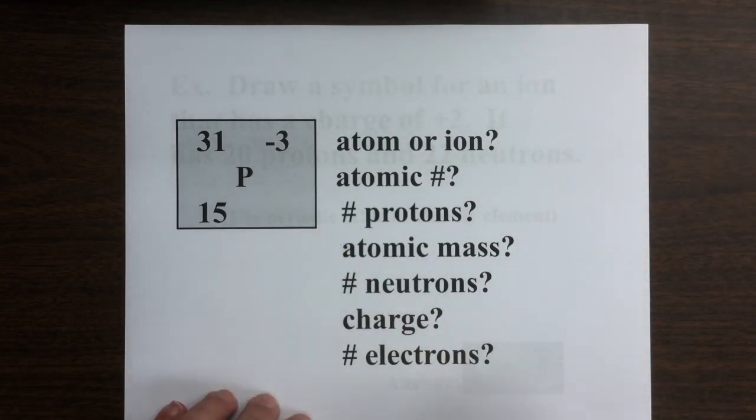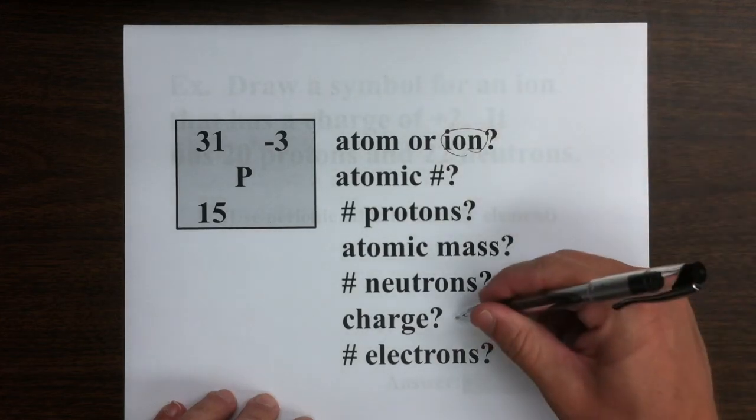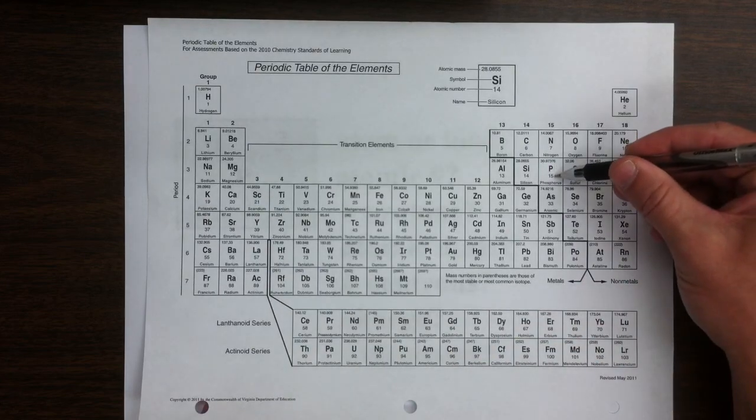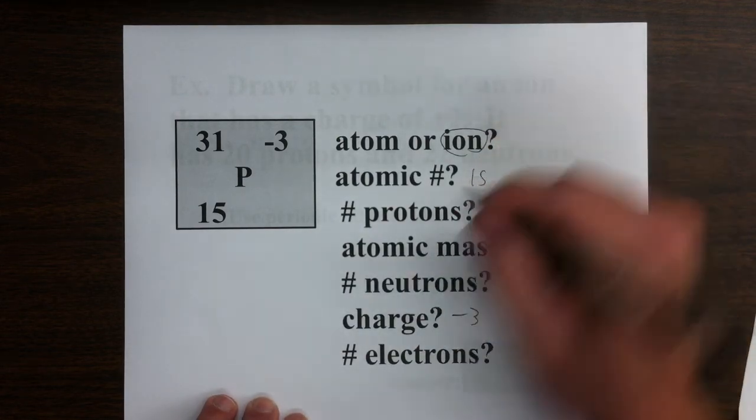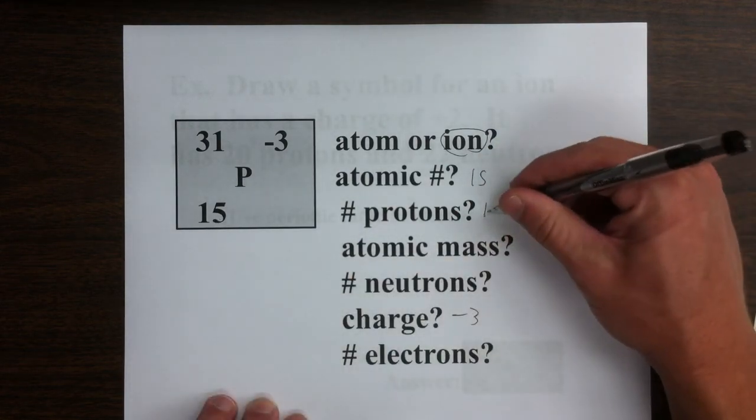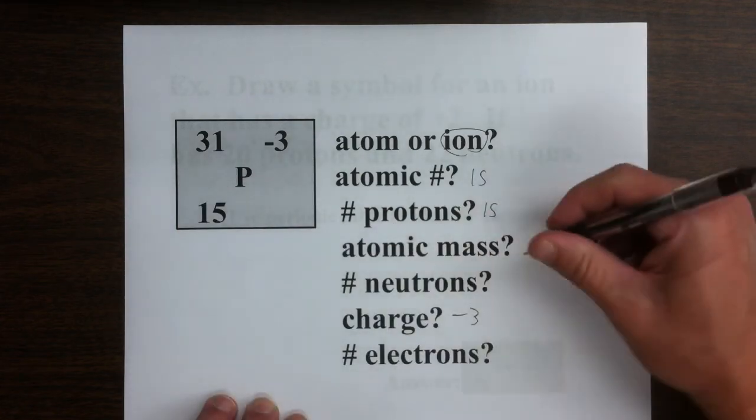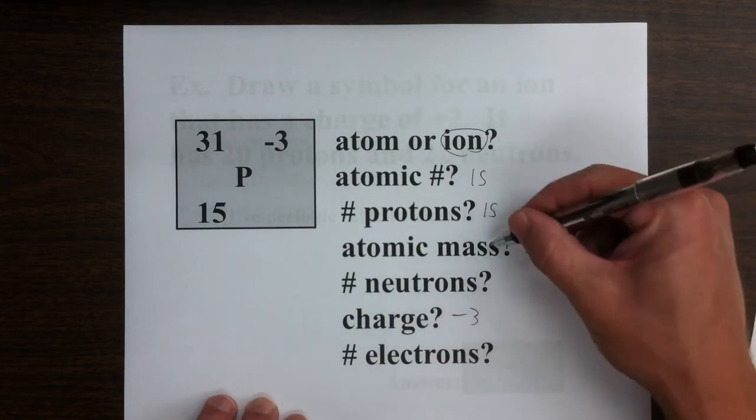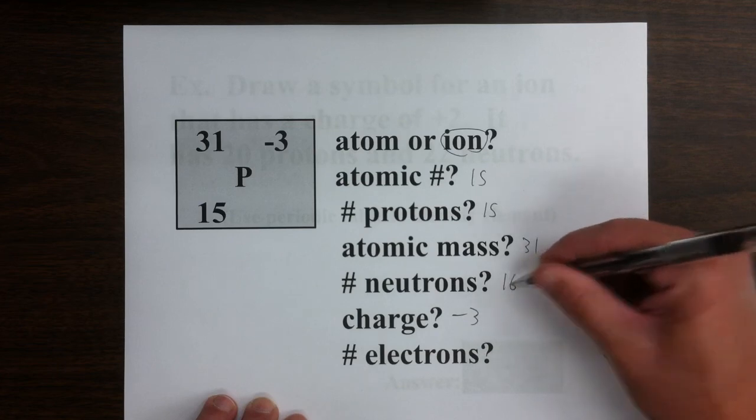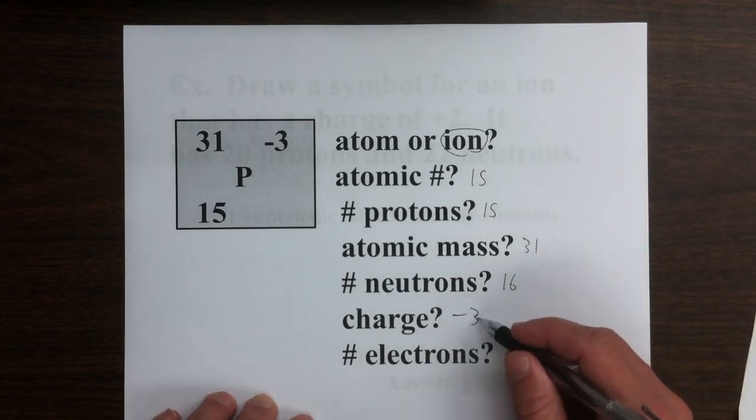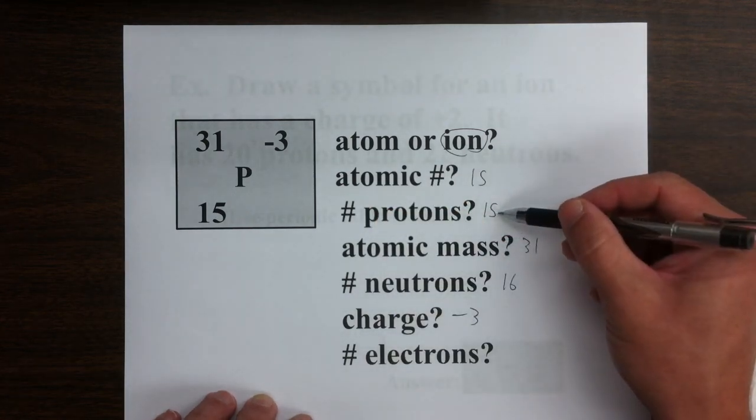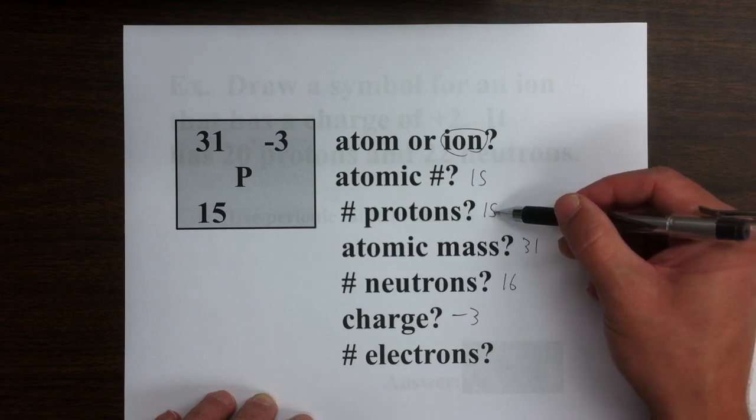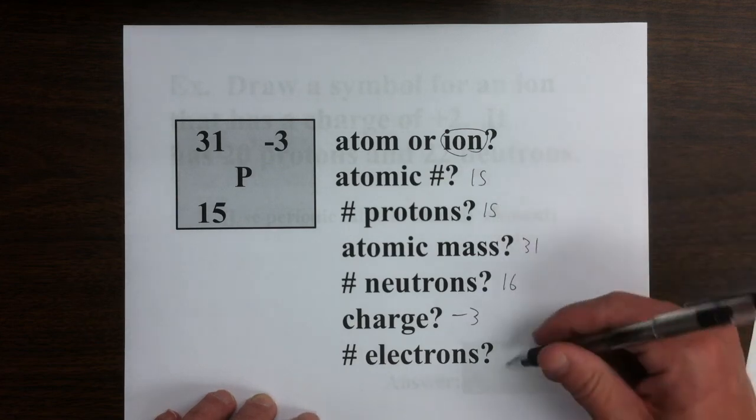Now here we have a -3, so it's an ion. Charge is -3, so this is an ion of phosphorus, atomic number 15. 15 is here, so still 15 protons. Our mass is 31. To get neutrons, we do mass minus protons, so we get 16. Now, a -3 charge means we have an additional 3 electrons. So instead of having 15 like a neutral atom would, we have 3 additional. 15 plus 3 gives us 18.